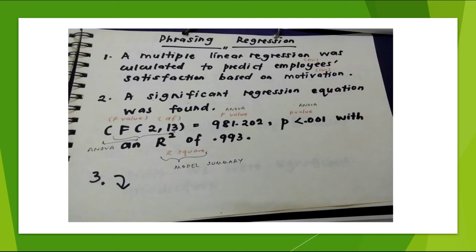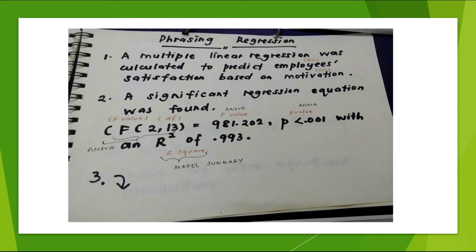So: a significant regression equation was found. How do you know it is significant? Because you have to look at ANOVA, the p-value of ANOVA just now, if you can recall. How to write it is going to be F. You have to delete this bracket, and you have to start with a capital F. In the bracket is going to be your DF. Where to get the F value is actually from ANOVA, and where to get the DF is also from ANOVA, as stated here.